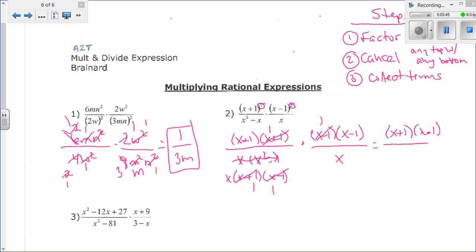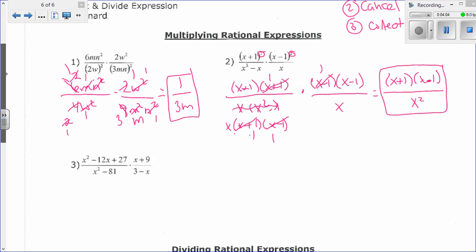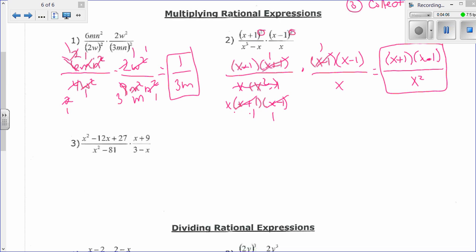Okay, so x plus 1, x minus 1. And then in the denominators, I'm left with x and x, so that makes x squared. Nothing else will cancel, so I'm just left with it as is. Notice I'm not actually multiplying my answer when I'm done. I leave it in factored form, and that's perfectly acceptable because I have to reduce all of my problems.